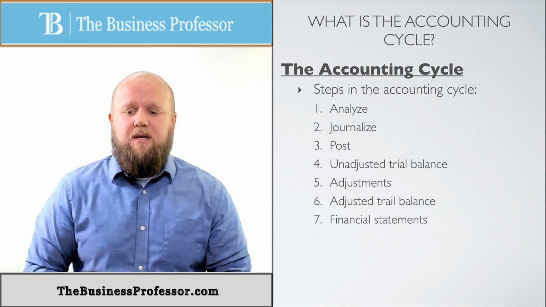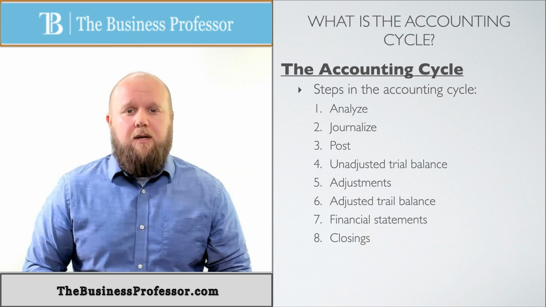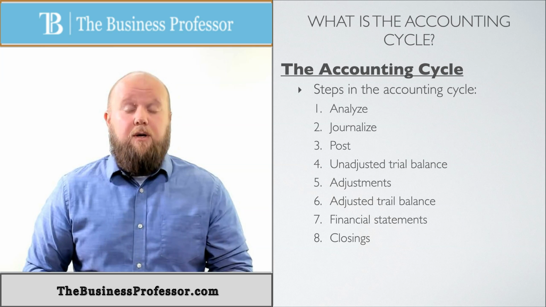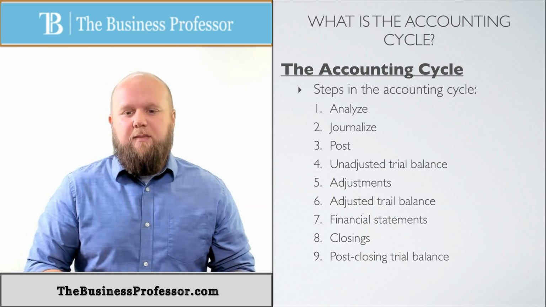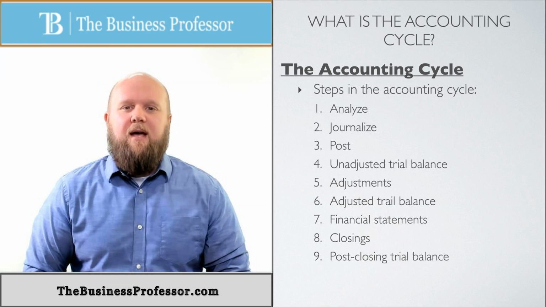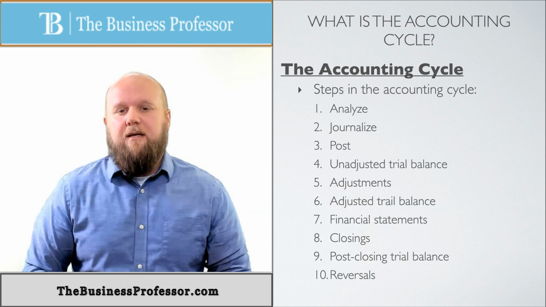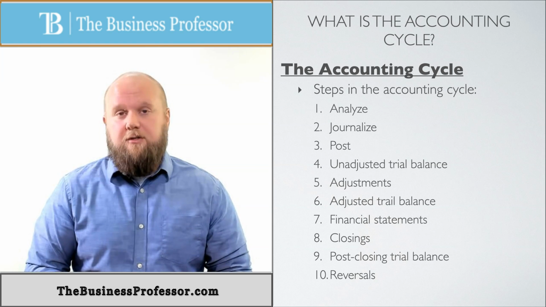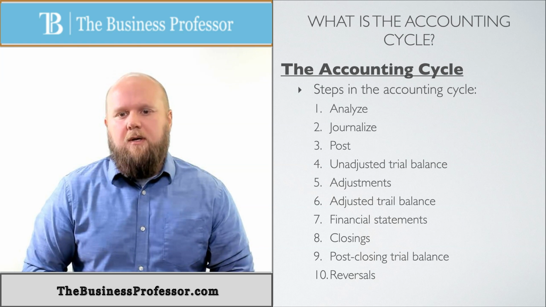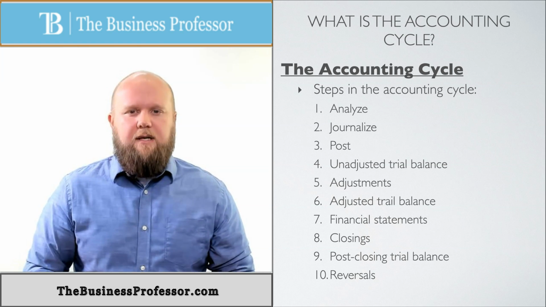Once I have that finished, then I have what's called the closing step. Again, we will talk about that in this chapter. And then in chapter 9, we do another trial balance. This is called the post-closing trial balance. This is the one that we do to make sure our closings were correct. And then finally, if we need to, step 10 is any reversals or corrections that we need to make. Those are the 10 steps of the accounting cycle. We obviously won't do all of them, but hopefully you'll get an idea of what each of these looks like.